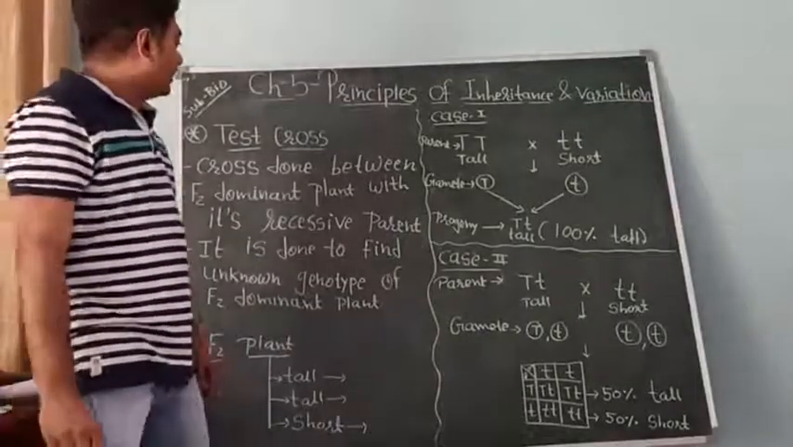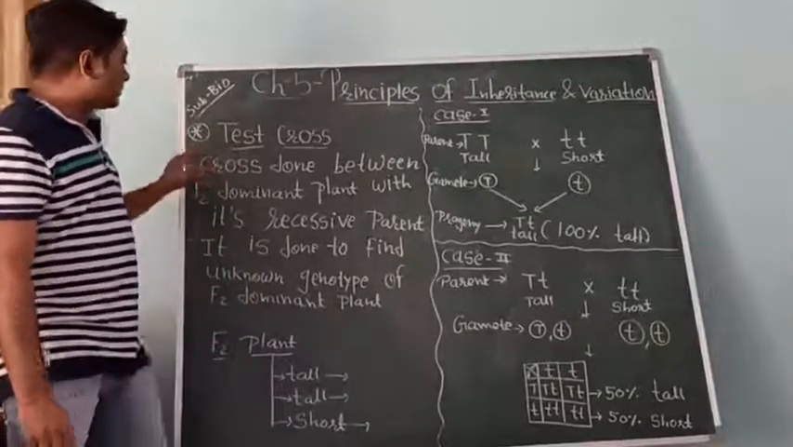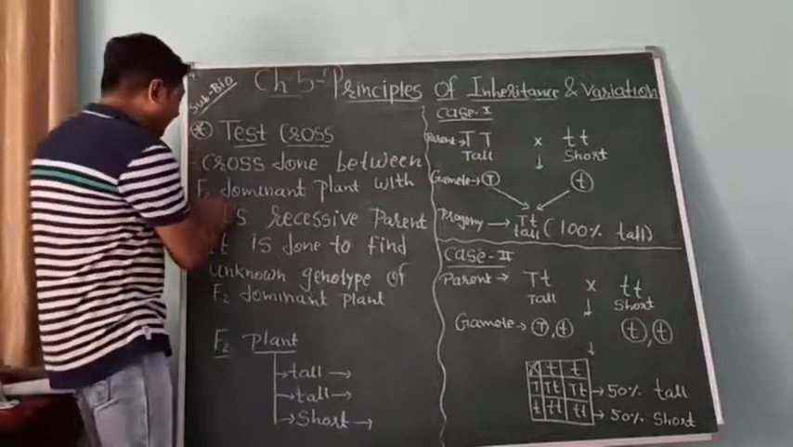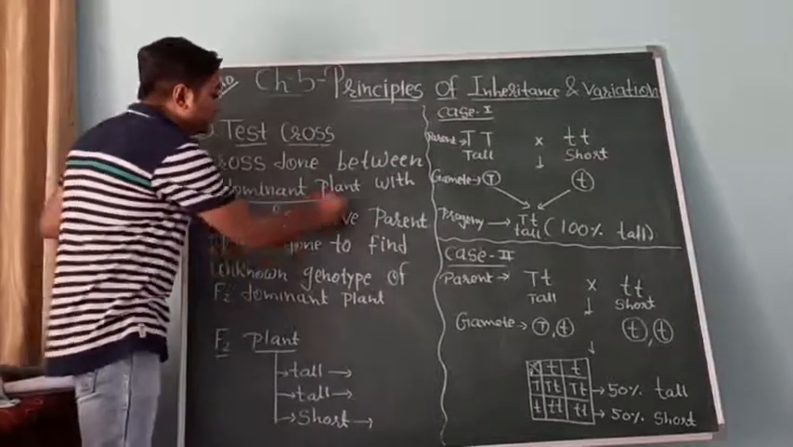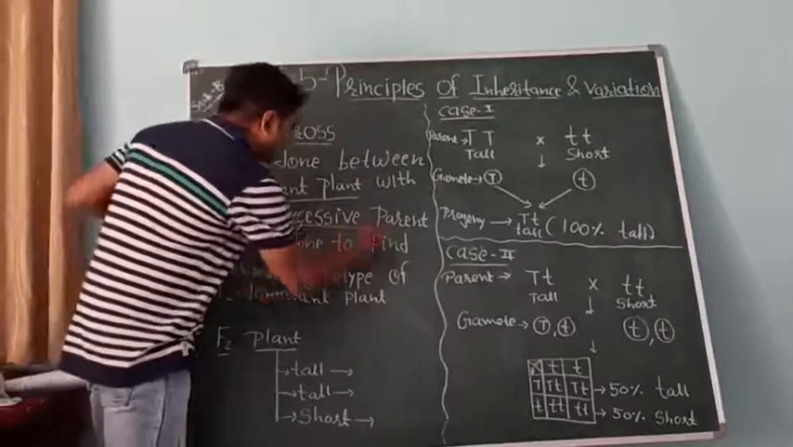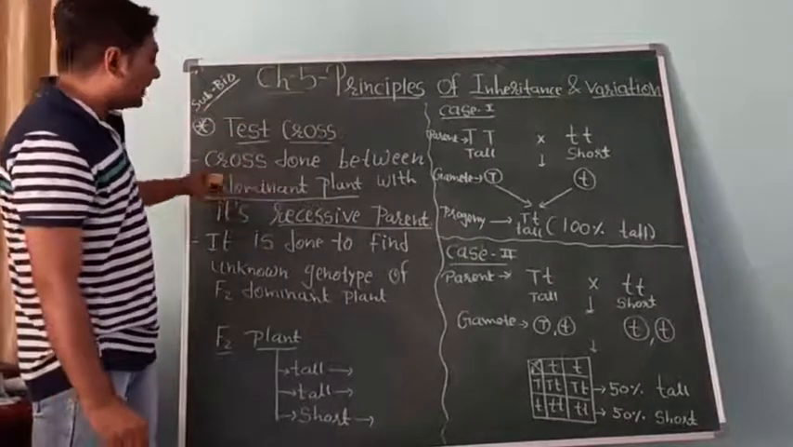Hello students, now see, the next topic is test cross. Now what is a test cross? A test cross is a cross done between two plants. One is the F2 dominant plant. Here the F2 dominant plant is crossed with its recessive parent. The cross done between the F2 dominant plant and its recessive parent is called a test cross.